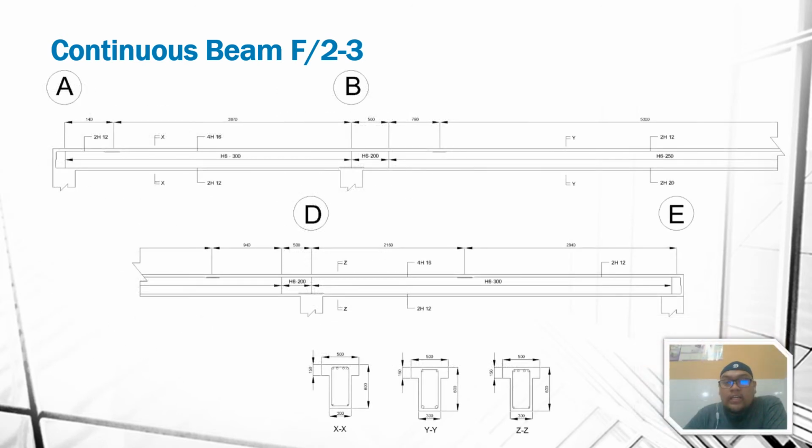And this is the detail of the continuous beam, which is support A, B, and B, D, E. As you can see, the shear reinforcement is different for the X1 and X2 I mentioned earlier. And the tension and compression bars are also different depending on the bending moment diagram. And for clarity, I attach this together in the full report.